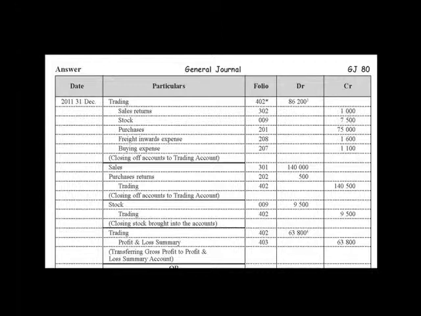Once you add the credit entries and minus 86,200, you will get 63,800. That is the gross profit. That is the gross profit. Gross profit is transferred to the profit and loss summary account. This is the alternative method, right?